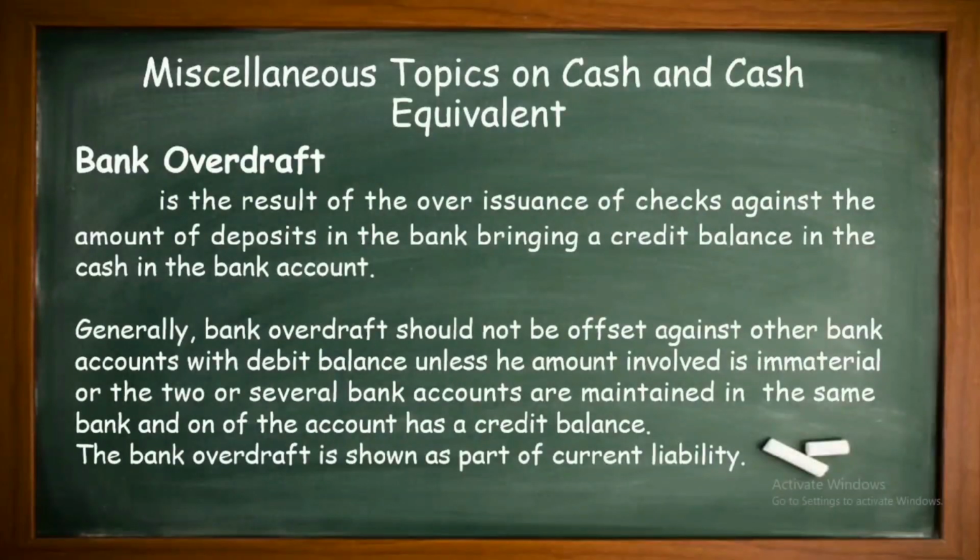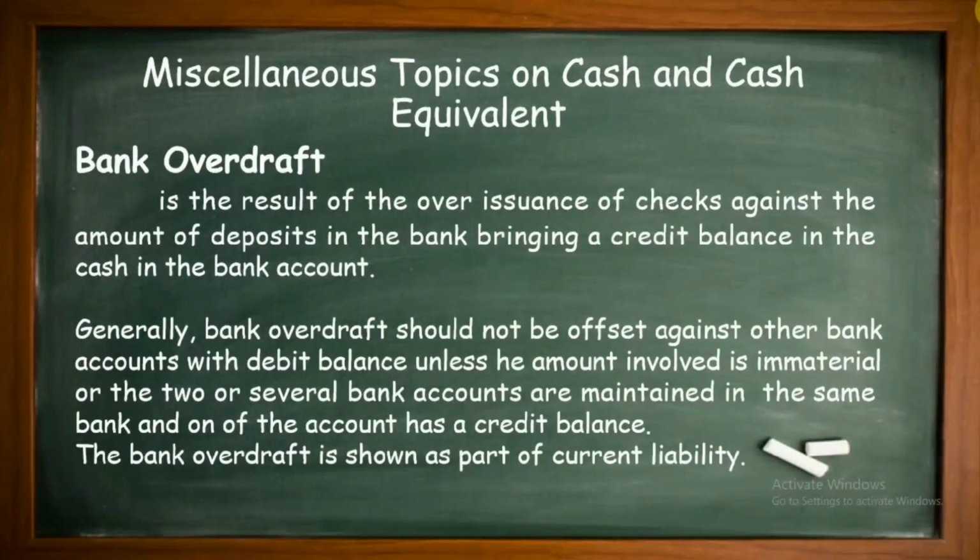Next is bank overdraft. Is the result of the over-issuance of checks against the amount of deposit in bank bringing a credit balance in the cash in bank account. Generally, bank overdraft should not be offset against other bank's account with debit balance unless the amount involved is immaterial or two or several banks' accounts are maintained in the same bank and one account has credit balance. The bank overdraft is shown as a part of current liability.